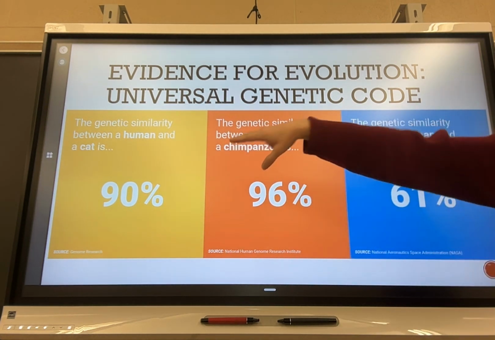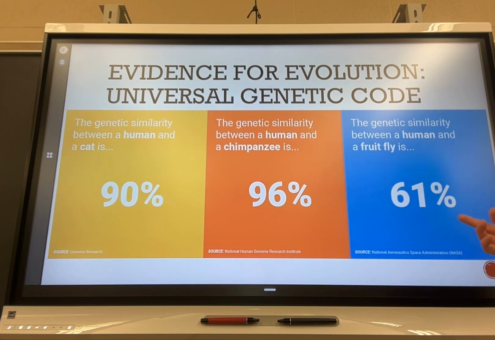So for example, humans and cats, there is a genetic similarity of about 90%. Chimpanzees are typically the one that we think is the closest in similarity. They are 96%. But even fruit flies, we have a 61% similarity in terms of our genes, in terms of the coding that produces the proteins that we need to survive, the enzymes that we need to survive, the structural material that we need to survive. Even though we don't look anything alike, there is a lot of similarity between the DNA of one organism and another.